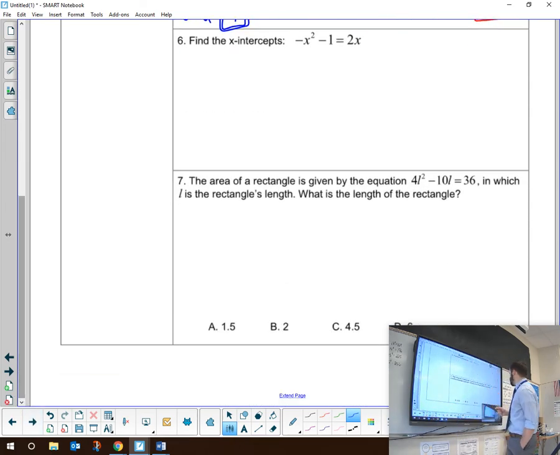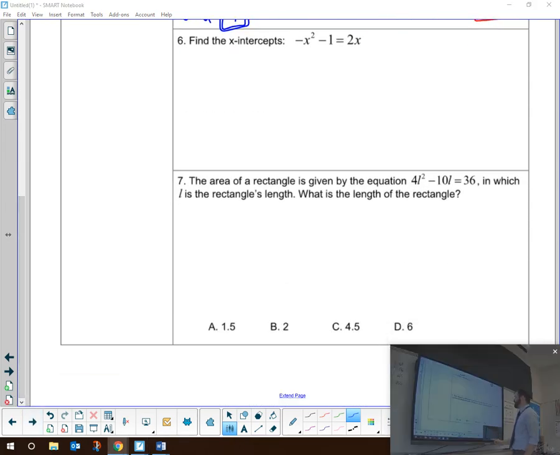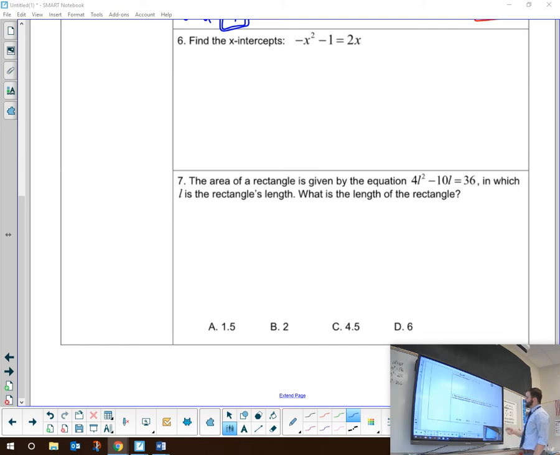So number 7 says the area of a rectangle is given by the equation 4L squared minus 10L equals 36, in which L is the rectangle's length. What is the length of the rectangle? In other words, solve this problem. That's really all it's saying, right? Solve this problem. So that's what I'm going to do.